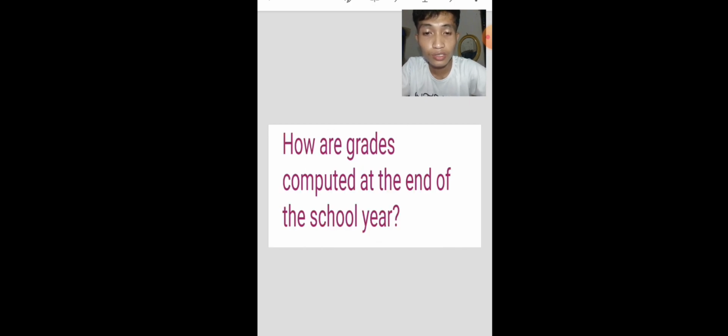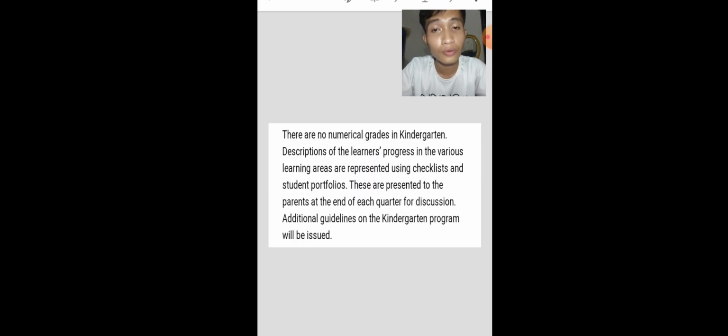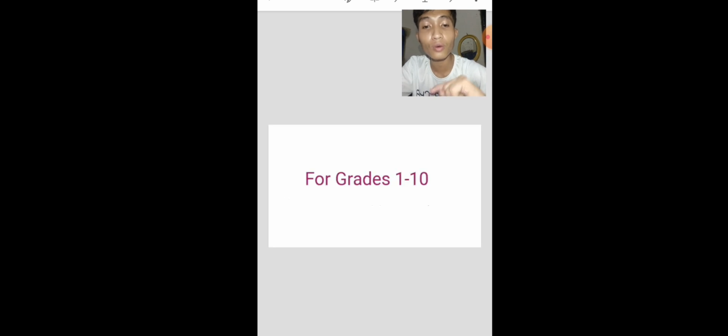So how are grades computed at the end of the school year? For kindergarten, there are no numerical grades. Descriptions of the learner's progress in the various learning areas are represented using a checklist and student portfolio. These are presented to the parents at the end of each quarter for discussion. Additional guidelines on the kindergarten program will be issued. So we have here grades 1 to 10. The average of the quarterly grades produces the final grade.